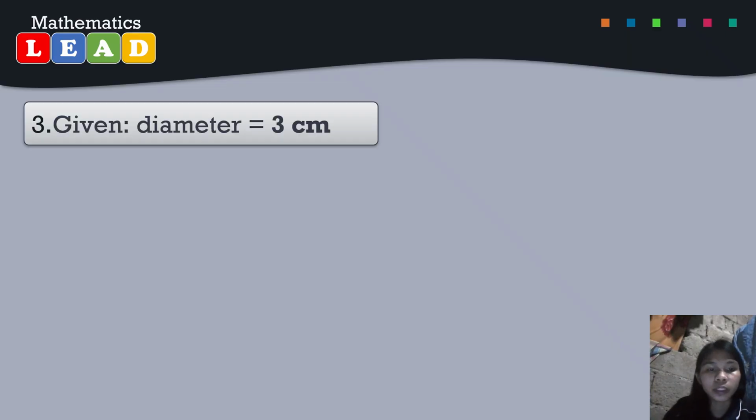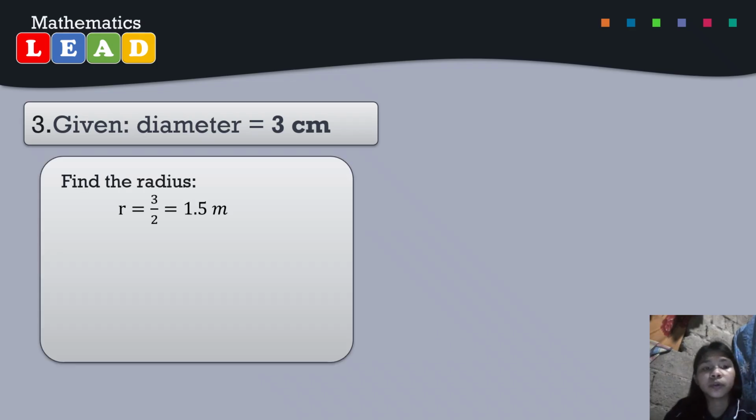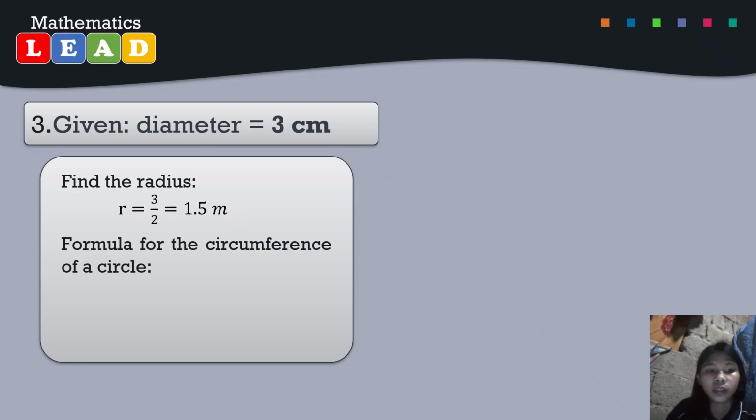And for number 3, given the diameter is 3 meters, we're going to find the radius. Now, the radius is 3 over 2, which is equal to 1.5 meters. The formula for the circumference of a circle is C is equal to 2 pi r. Substituting the given, 2 pi times 1.5, we have 3 pi meters.